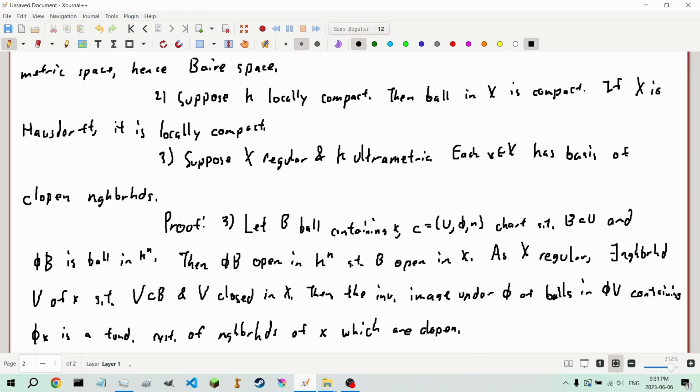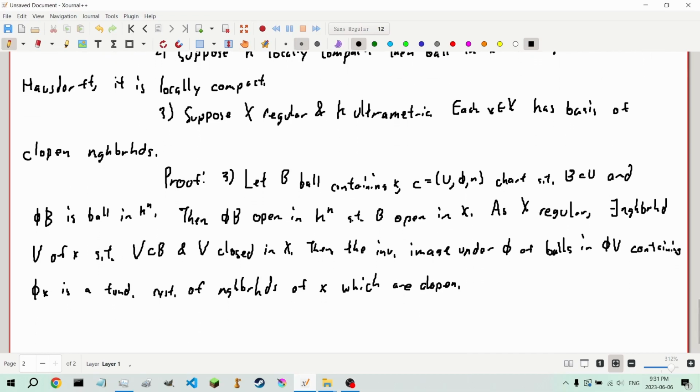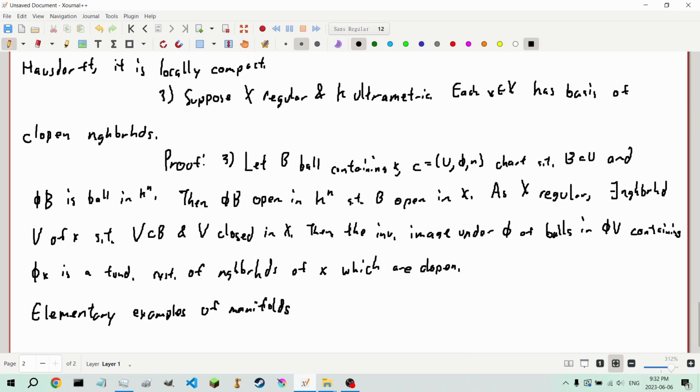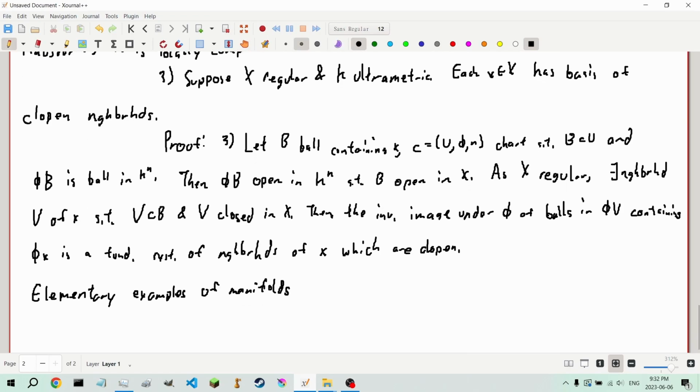But one more topic, because these are all shorts, is elementary examples of manifolds. Easily enough, first off, we have X being the discrete space, of dimension 0, of course.